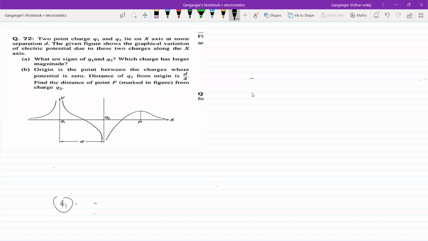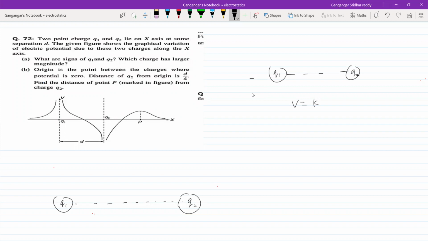Q1, and then another charge Q2. We don't know anything about the sign. Very near to a point charge, if there are two point charges, almost very near to a point charge, tell me what will be the field.